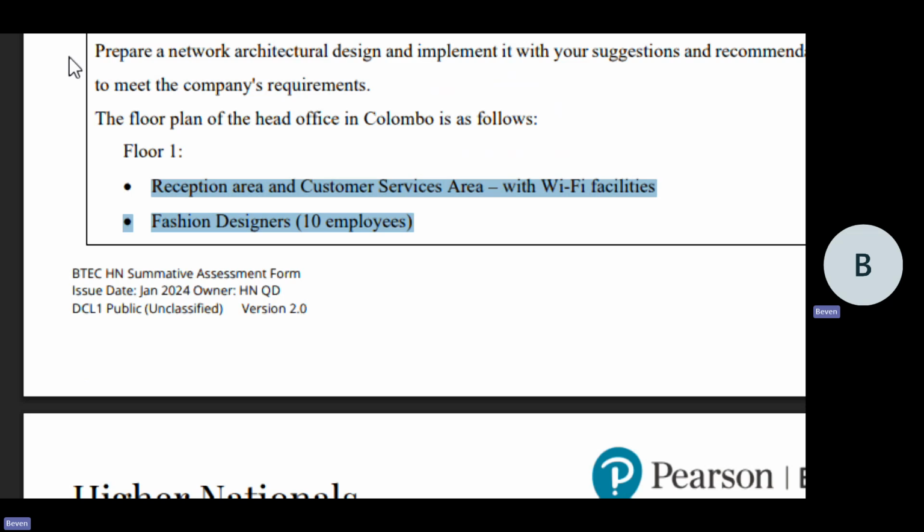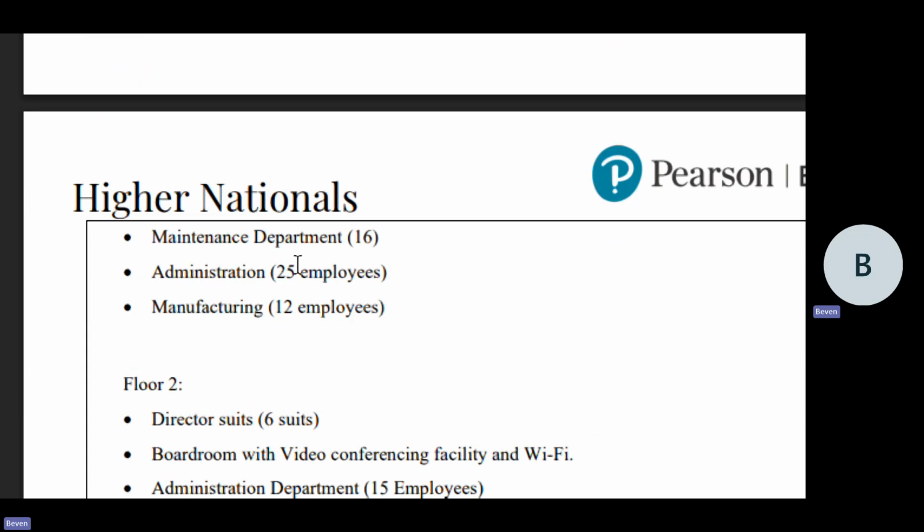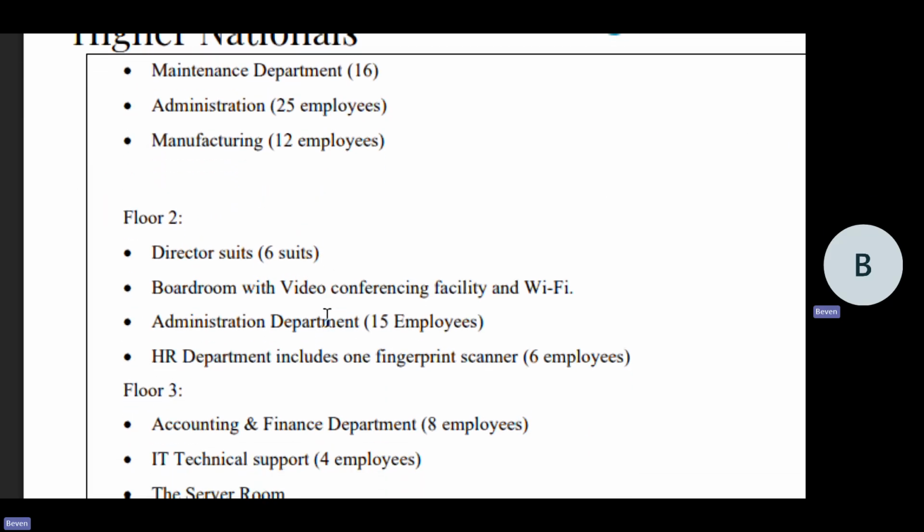Maybe I'll add about 10, even 5 is fine, right? So if they have not given the number of users for departments, you have to add them before you calculate the IP addresses. Then we have maintenance department, administration, manufacturing. Then we have director board, director suites, and we have boardrooms and administration department. Again, you can see in the boardroom, they have not given the number of users.